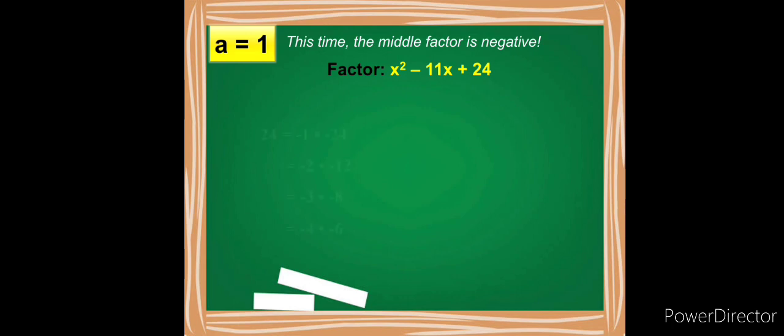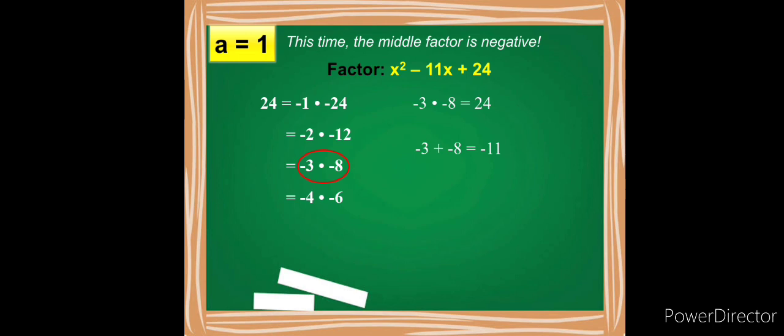So, step 1 is to list all pairs of numbers that multiply to the constant, which is 24. We have 4 pairs of numbers where each product is 24. Second, choose the pair that adds up to the middle coefficient, which is negative 11. So, what pair of numbers do you think adds up to negative 11? The negative 3 and negative 8, because when you multiply negative 3 and negative 8, the product is 24. And when you add negative 3 and negative 8, the sum is negative 11.